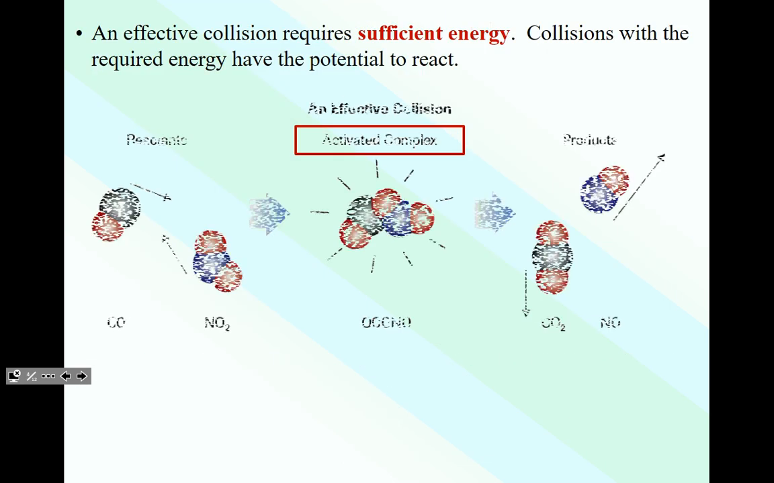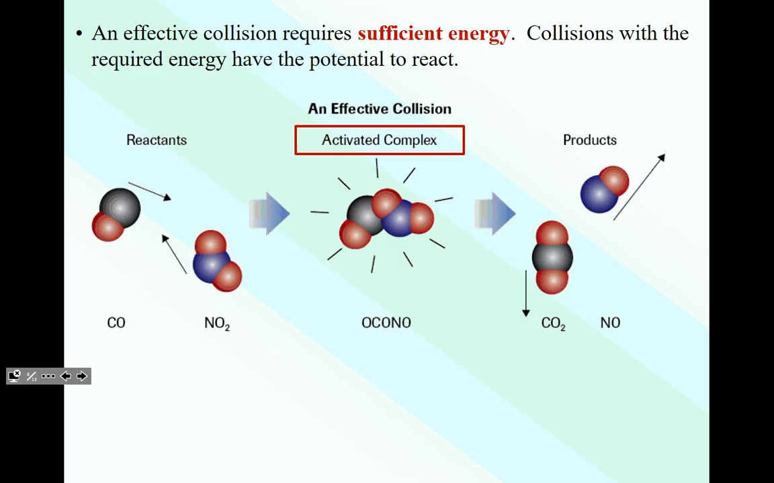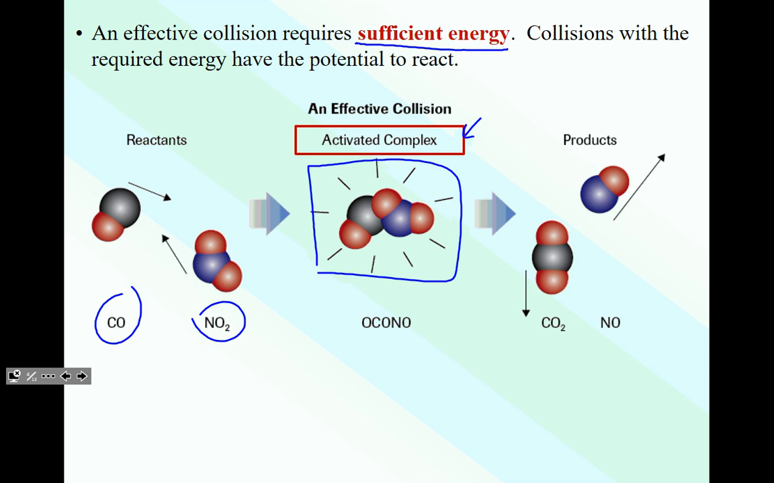So, an effective collision, kiddos, requires sufficient energy. So there needs to be the right amount of energy. Collisions with the required energy have the potential to react. We have this thing called an activated complex, kiddos. So you have carbon monoxide, an example, nitrogen dioxide. They're going to be colliding with each other to form this jumbled up mess. And this activated complex is important, and all you have to know is where it is in an activation energy diagram. Okay, that's all you have to do is be able to point it out, and it's super easy.